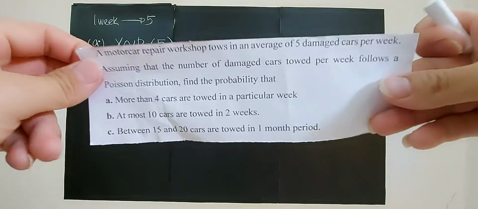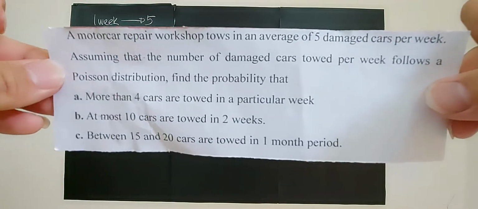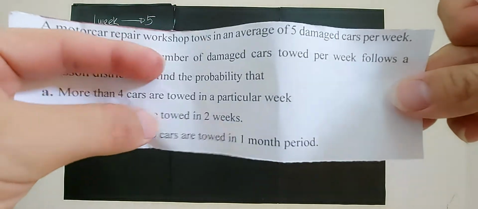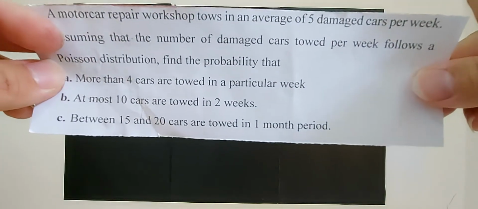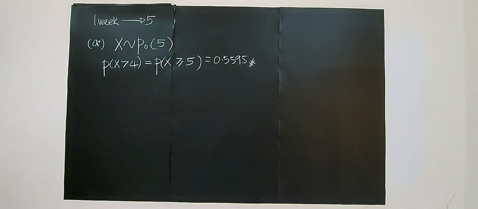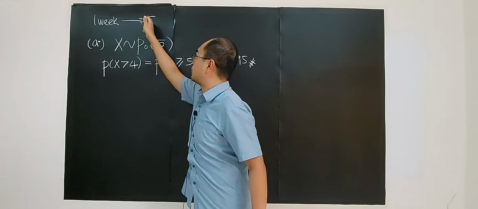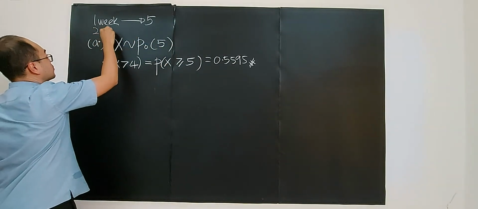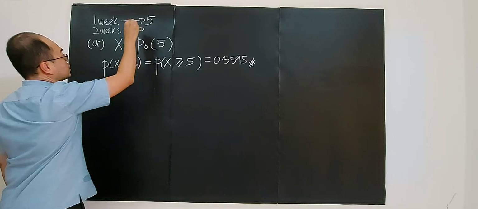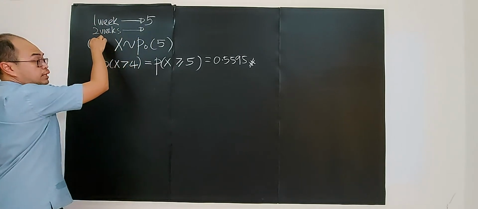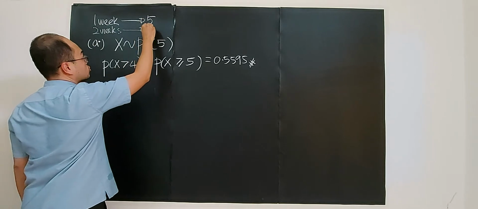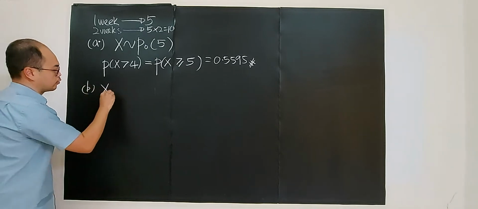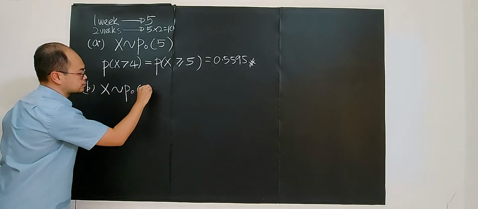Alright, okay. How do we use the Poisson distribution in solving this problem? At most 10 cars are towed in 2 weeks. In 2 weeks, definitely the mean will also change. For 1 week, the mean is 5. So for 2 weeks, you double, so the mean will also be doubled, 5 times 2, which is 10. For question B, the mean now for 2 weeks is 10 cars.